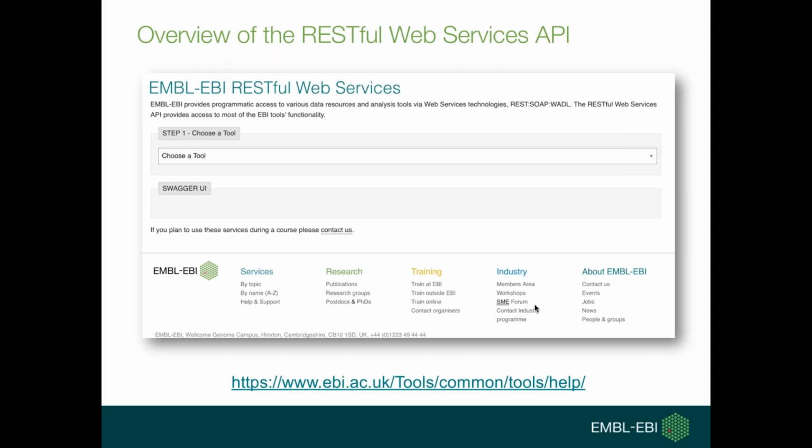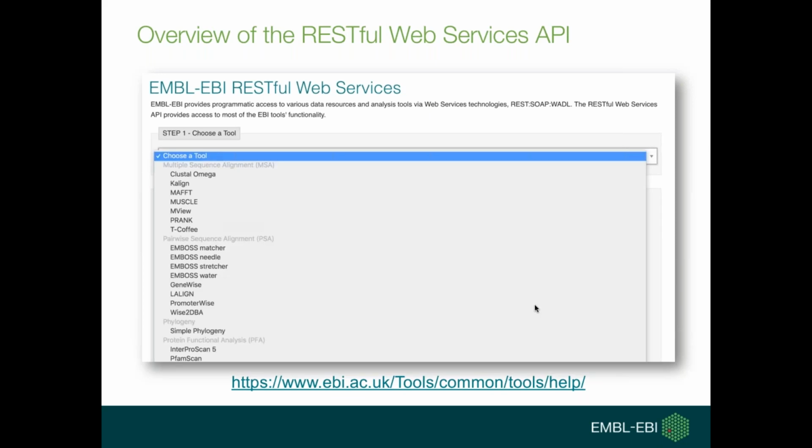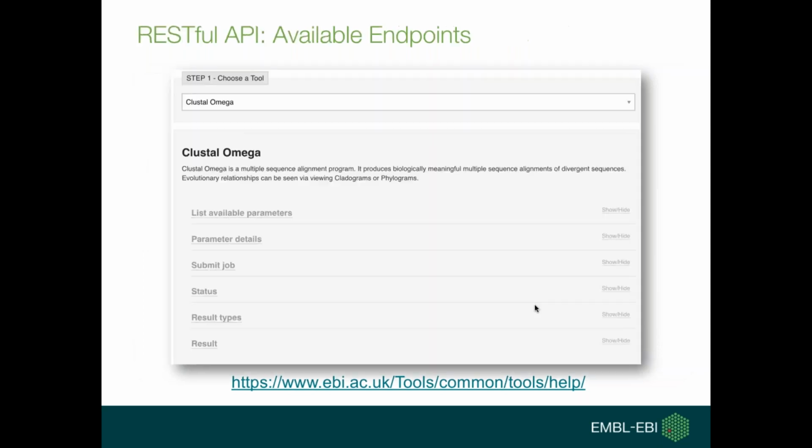So now I'd like to overview the RESTful Web Services API. This is a Swagger user interface page. There's a drop-down menu where you can see listed the number of bioinformatics tools that we provide. For example, in this case, I'm clicking on the Clustal Omega menu. You see a number of endpoints listed, things like list of available parameters, parameter details, and so on. These endpoints are shared across different applications. Of course, the output that these endpoints return will differ between the different applications.